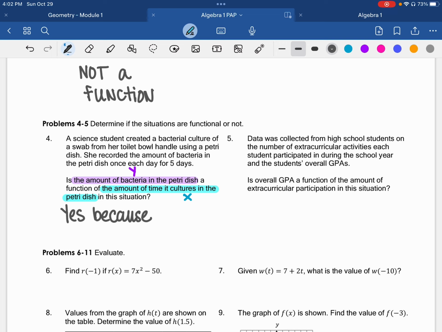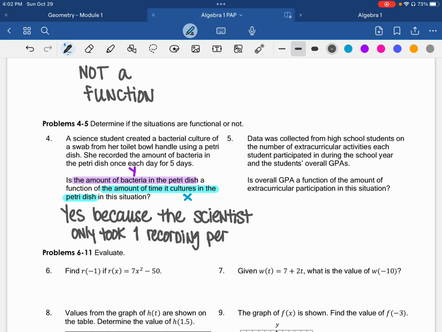And it's not a bad idea to say why. This helps clarify your thinking. Oh, sorry, it's not a student, it's a scientist. The scientist only took one recording per day. The days are not repeating. We don't have a bunch of days for X1.